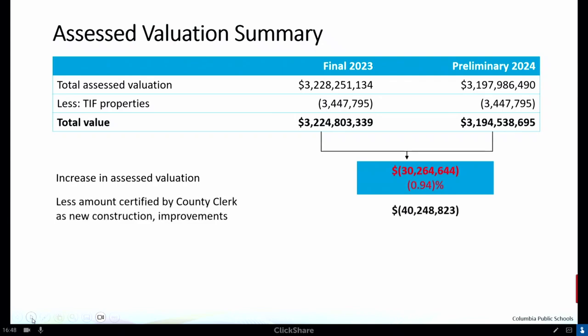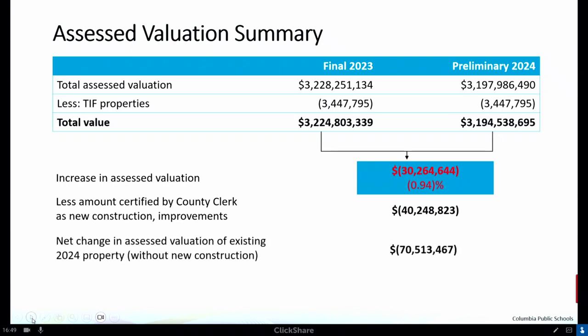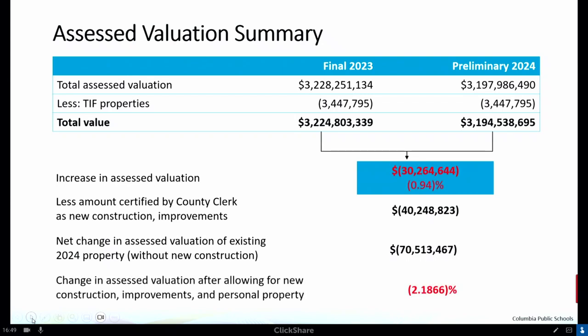Again, in that amount that is certified, $40 million was actually an increase of new construction and improvements that wasn't even existing on the books last year. And so you could see that if that 40 million wasn't in there, it would be a decrease of about 70 million between last year without the new construction. So it would be an even larger decrease if we didn't have any of that new construction number in there.